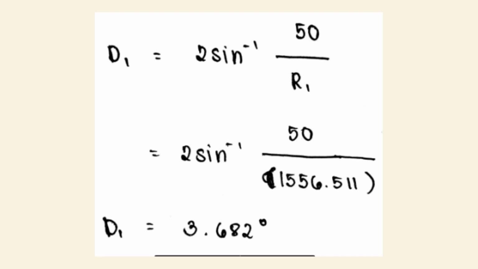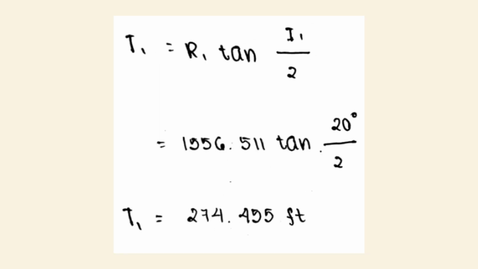Next, the degree of the curve would be computed as 2 arc sine 50 over r. Substituting values, we have 2 arc sine 50 over 1556.511. So our d sub 1 is equal to 3.682 degrees.